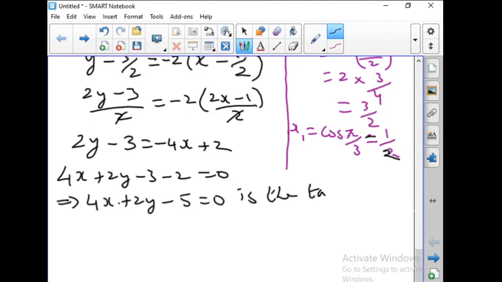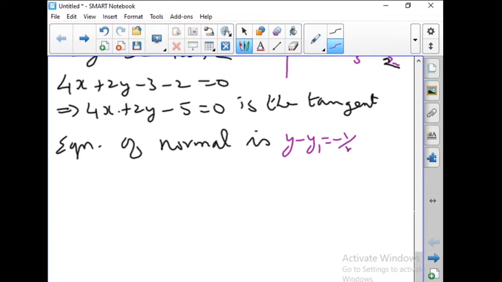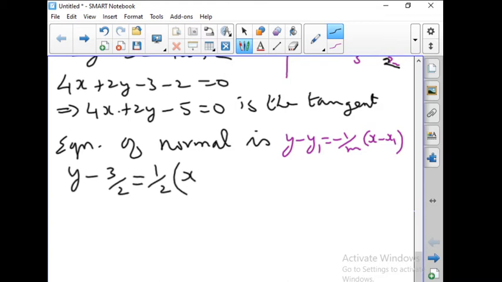So now we have to find the normal. So what about the normal? The equation of normal is y minus y1 is equal to minus 1 by m into x minus x1. So y minus y1, that is y minus 3 by 2, is equal to 1 by 2 into x minus 1 by 2.